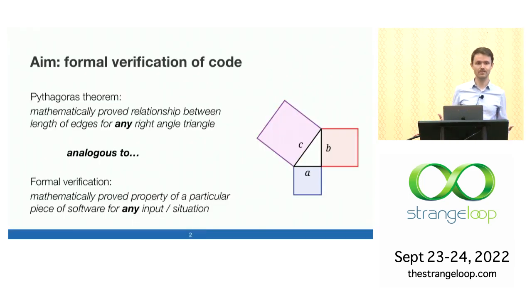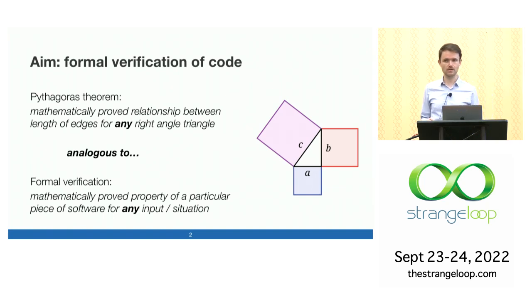The domain we're working in is formal verification of code. Everyone here has probably done first year mathematics at school. You remember Pythagoras' theorem? It tells you a relationship between the length of the edges for a right-angle triangle, and it works for any right-angle triangle. You can think of formal verification as analogous to that. We want to prove a property of a piece of software for any input or situation. This is a little bit stronger than testing, where we just do it for one input or situation.